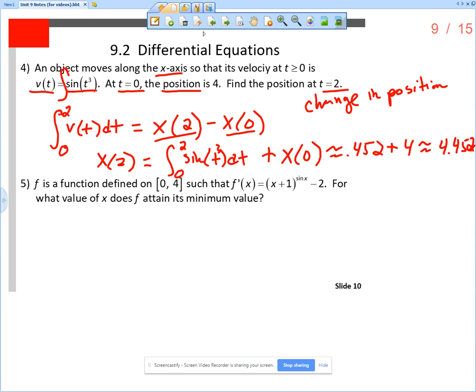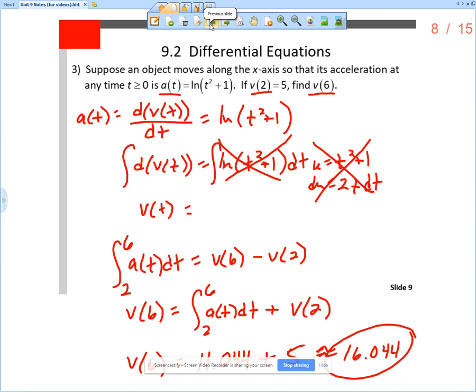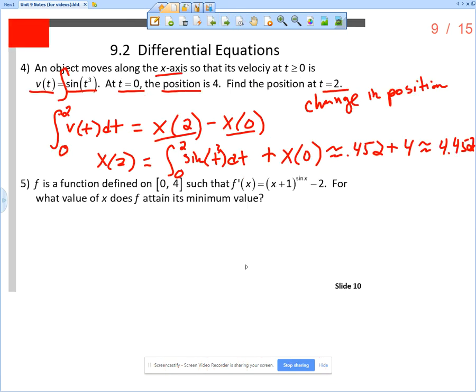If I go back to slide 9, same thing is true here. What does this represent? The integral from 2 to 6 of a. That represents the change in velocity from 2 to 6, right? And so I started with 5. I changed by 11.044. So now I'm at 16.044. So the integral of a is going to represent the change in velocity from 2 to 6. Now that is important for understanding example number 5.